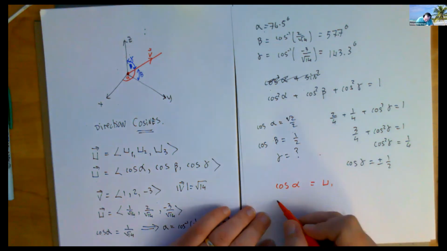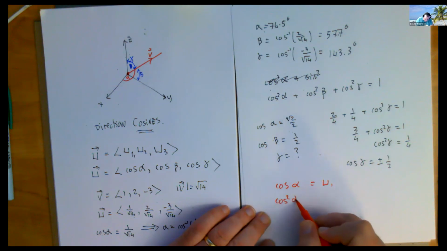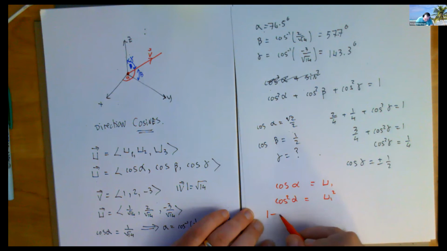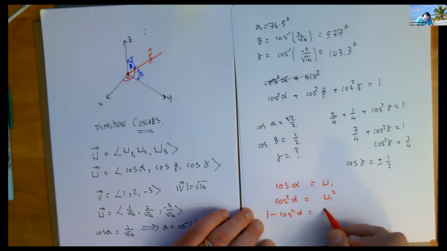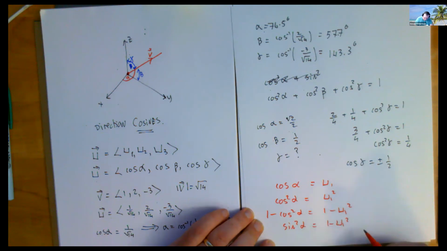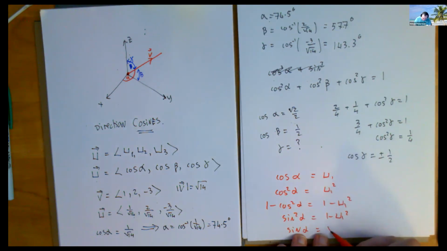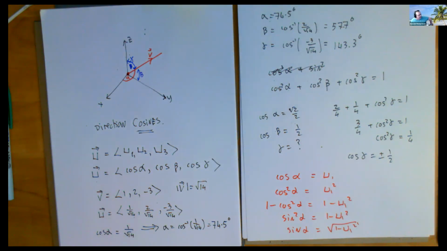To give you an example, if I know that the cosine of alpha is just u1, which it is, then won't cosine squared of alpha be u1 squared? And won't 1 take away cosine squared alpha be 1 take away u1 squared? And isn't that the same thing as sine squared alpha? Which means the sine of alpha would be the square root of 1 take away u1 squared. You see, it's not very pretty when you do the angles in terms of the sine relationship.